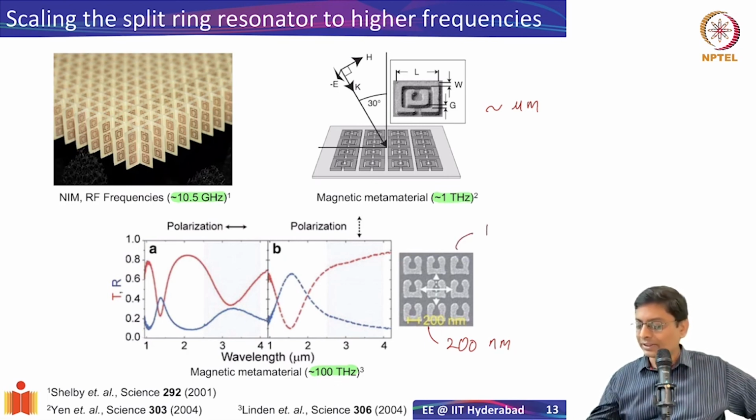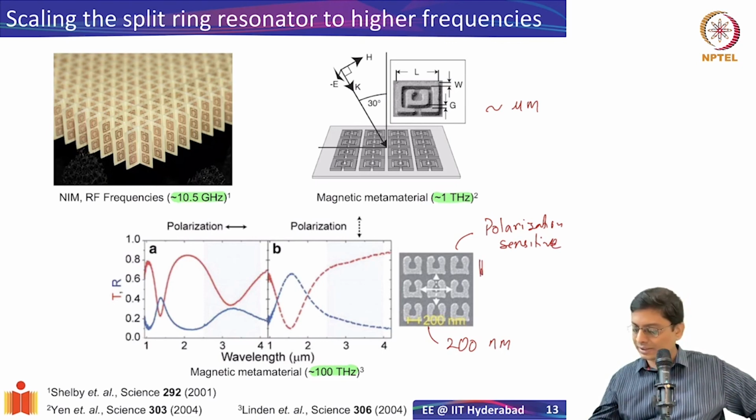The split ring resonator is polarization sensitive, by which I mean that, let's say you have an electric field parallel to the arm here, in the perpendicular direction in the graph I'm showing. What happens is there is going to be charge separation on this arm and this arm, but it cannot form a current loop. So in this polarization, no current loop can form. Therefore, no magnetic response.